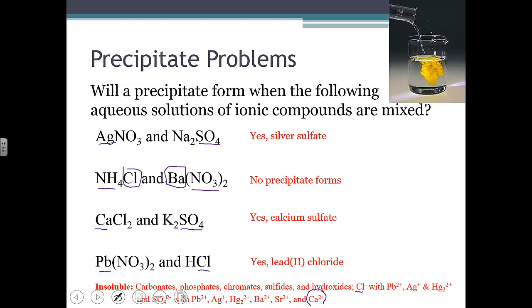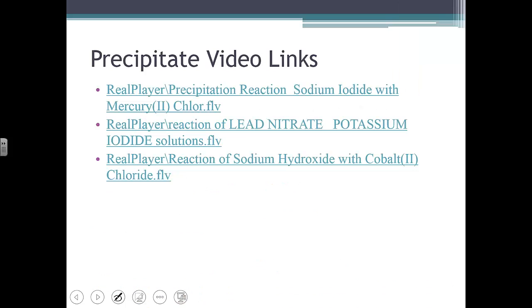These were some examples showing you how you can use the rules of solubility and insolubility to figure out and predict whether a precipitate would form or not.